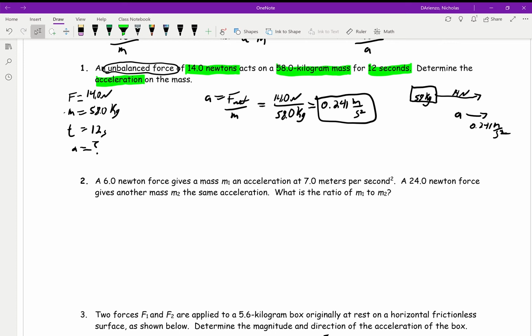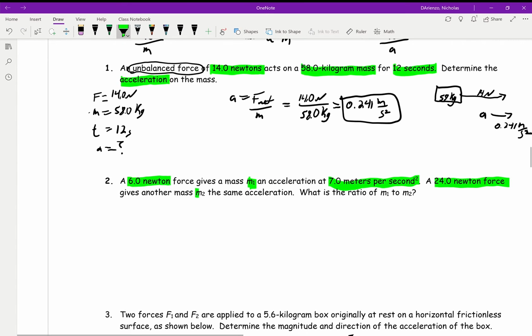Now the second one here, a 6 newton force gives a mass m1 an acceleration of 7 meters per second squared. A different 24 newton force gives another mass, we'll call that m2, the same acceleration, 7 meters per second squared. What is the ratio of m1 to m2?